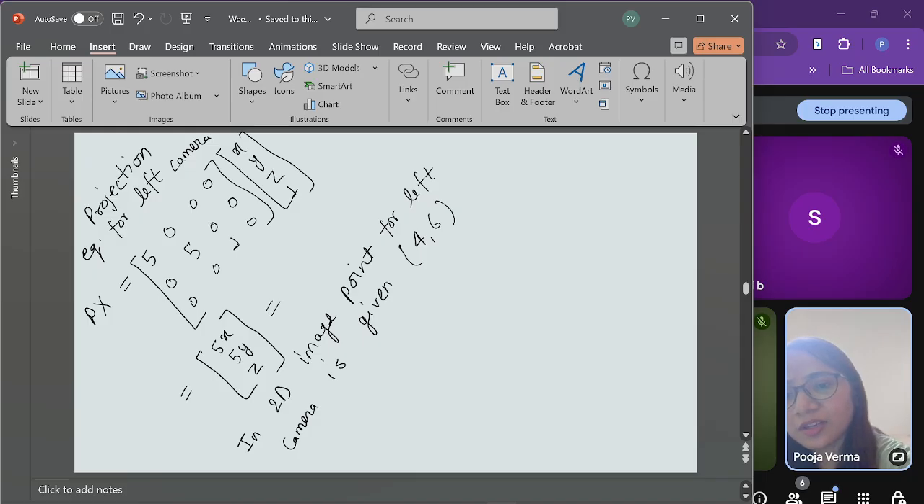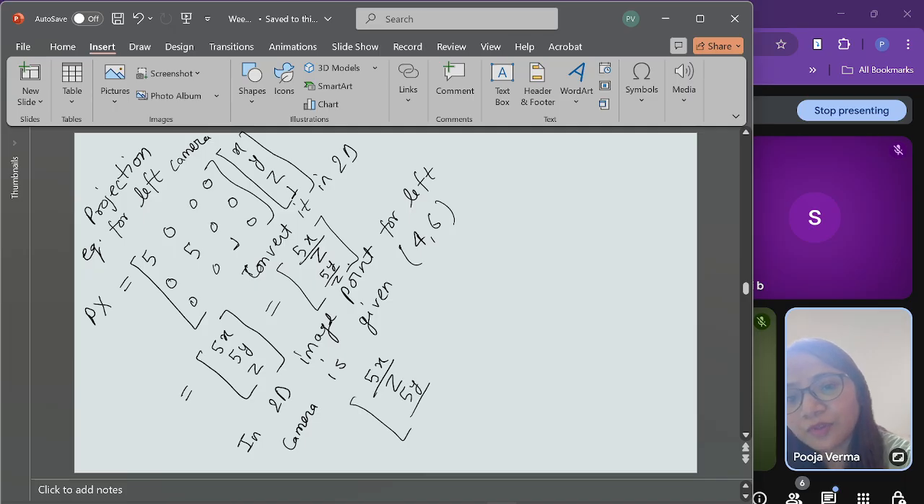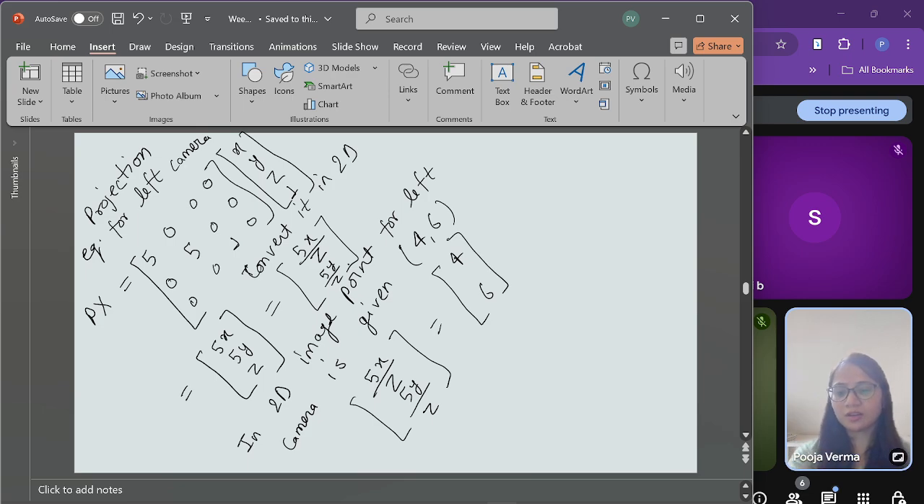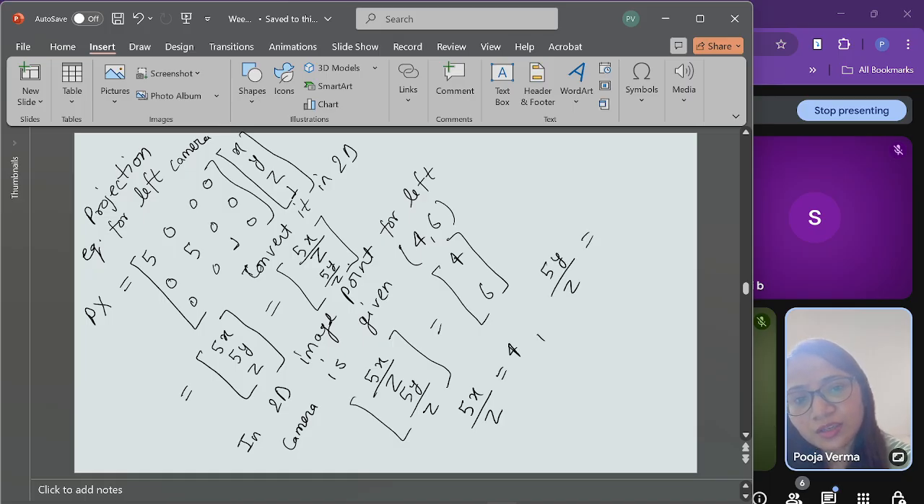So we can convert it back into 2D. How can we convert it? Just divide by the third entry: 5x divided by z and 5y divided by z, right? If we equate these two, 5x divided by z and 5y divided by z equal 4 and 6. So 5x divided by z is equal to 4 and 5y divided by z is equal to 6. From here x is equal to 4z divided by 5, or 0.8z, and y is equal to 6z divided by 5, or 1.2z, right?